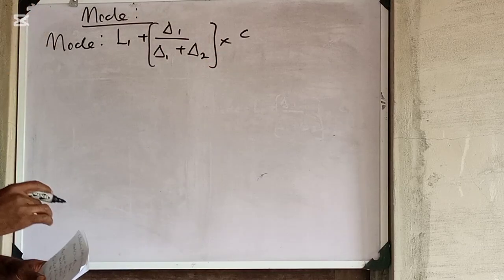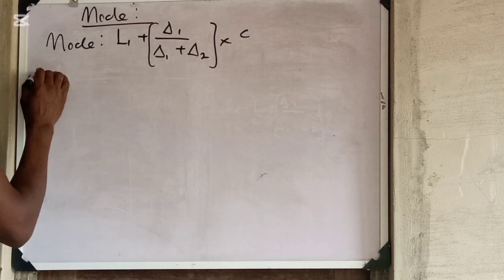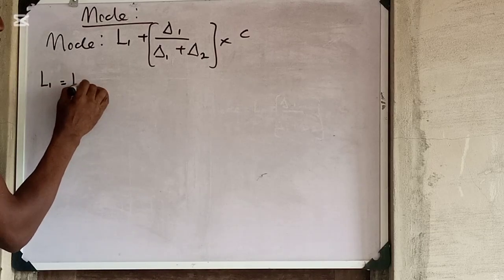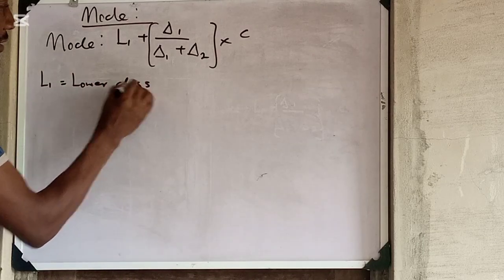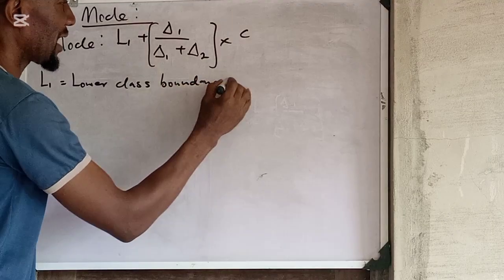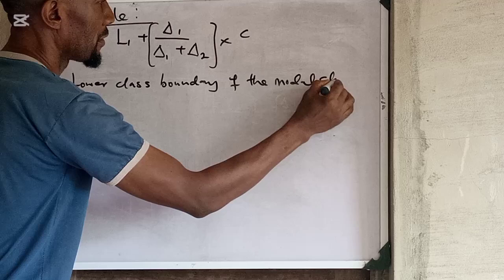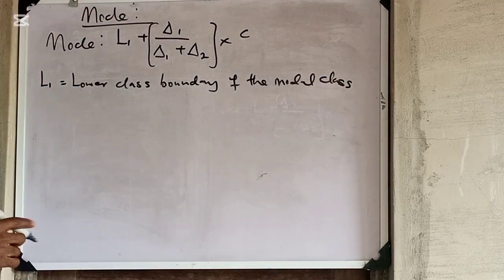I will explain what each and every item here is. L1 means the lower class boundary of the modal class. I will explain when we draw the table.